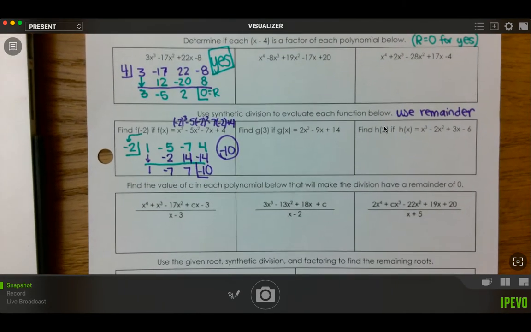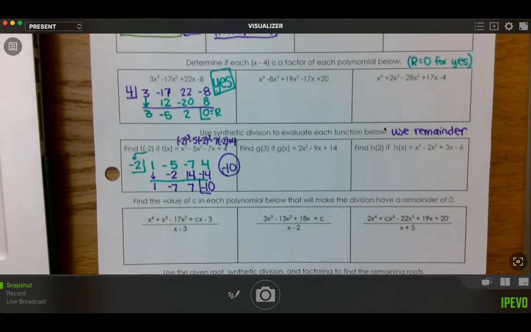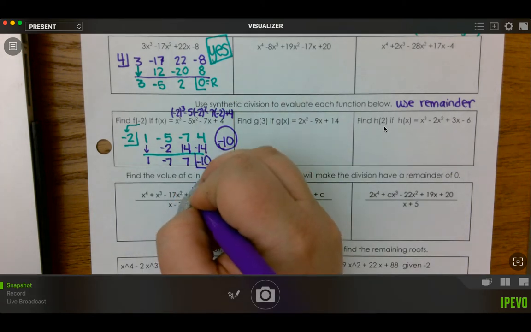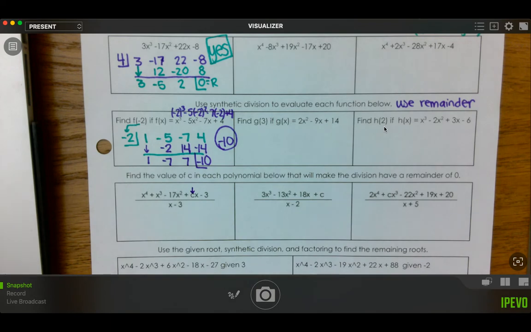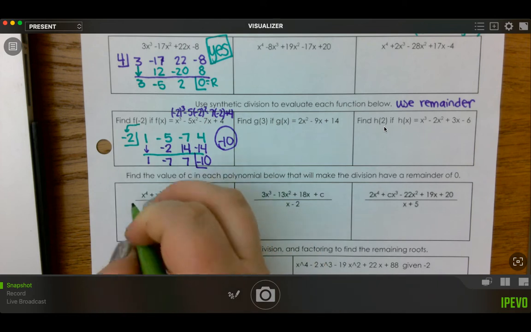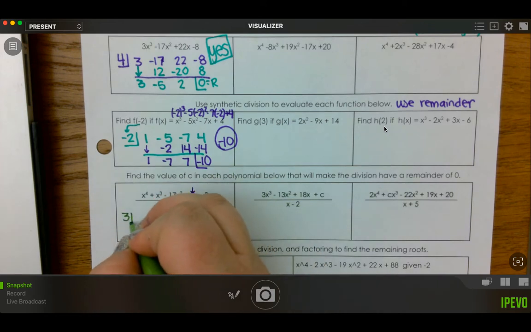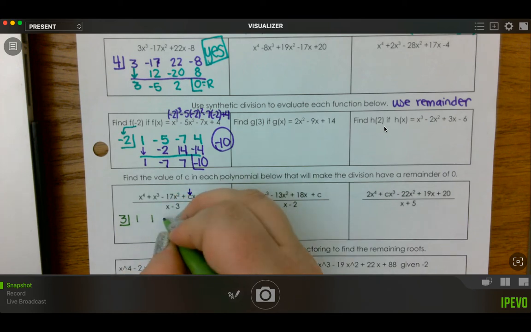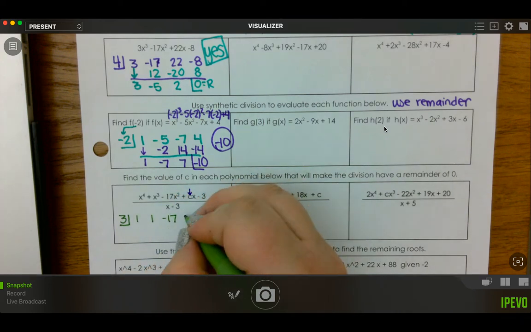And then we're going to do a little bit of working backwards. So this next part says find the value of c in each polynomial below that will make the division have a remainder of 0. So what we're going to do is synthetically divide, but you'll notice we don't actually know what number is there yet. And I'll explain how to kind of work backwards. So if x minus 3 is on the bottom, that means 3 goes in the box. And then I'm going to write the coefficients that I do know. And instead of writing C, I'm just going to leave a big old box.